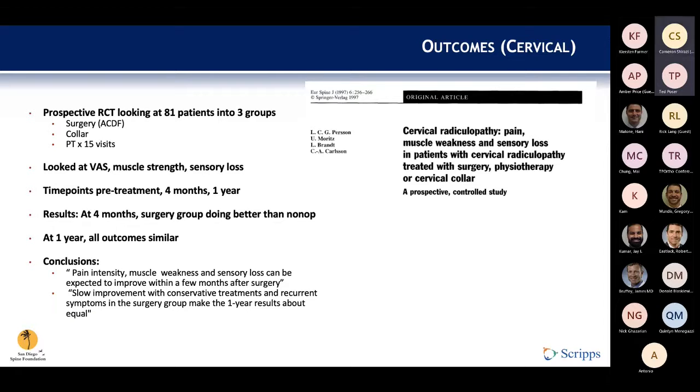So outcomes for these patients, and for the sake of time, we'll just jump to conclusions on some of these papers. This is a randomized control study looking at 81 patients that were split into 3 groups: ACDF, collar, and PT. Pain intensity, muscle weakness, and sensory loss can be expected to improve within a few months after surgery, and then slow improvement with conservative treatments and recurrent symptoms. And the surgery group and the conservative groups' 1-year results were about equal.